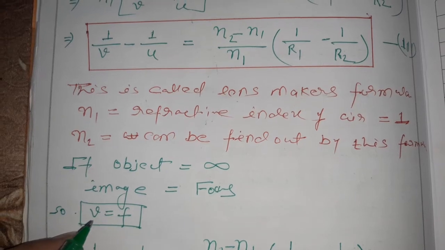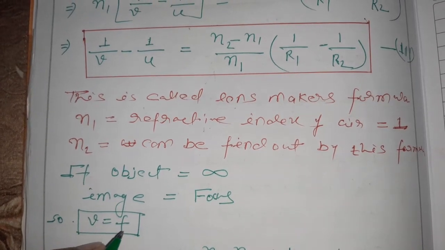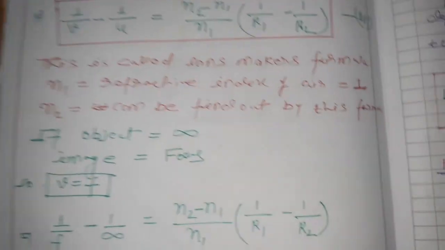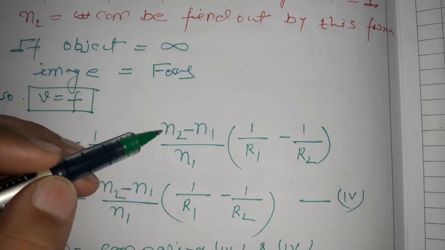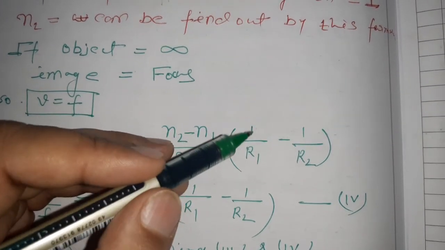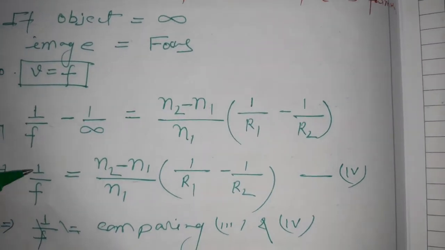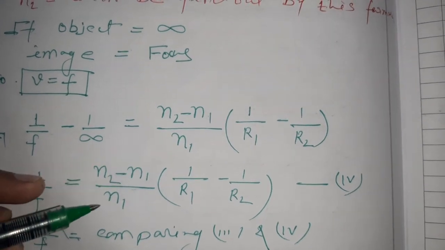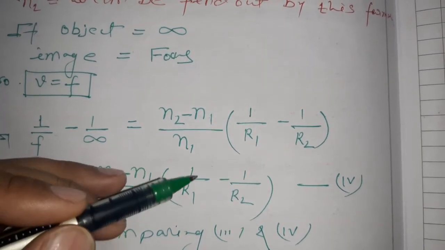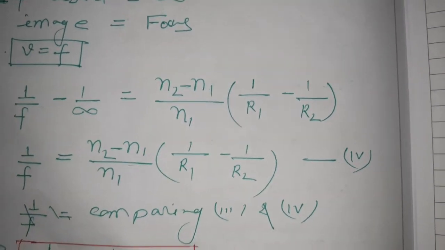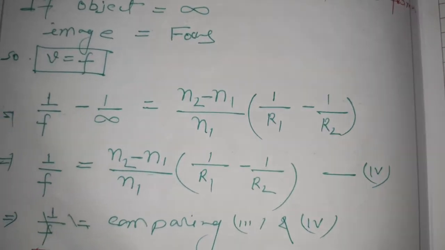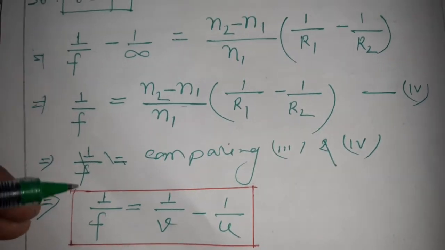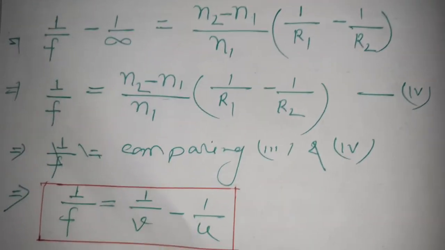If the object is at infinity, the image is at focus. At this condition, the image distance is equal to the focal length. So our equation becomes 1 upon f minus 1 upon infinity equals n2 minus n1 upon n1 into 1 upon r1 minus 1 upon r2. So 1 upon f equals n2 minus n1 upon n1 into 1 upon r1 minus 1 upon r2. This will be your equation number 3 and this will be your equation number 4. On comparing 3 and 4, we get 1 upon f equals 1 upon v minus 1 upon u.